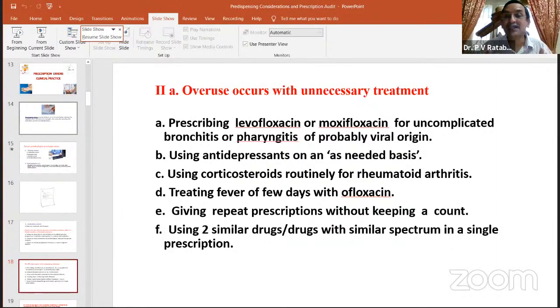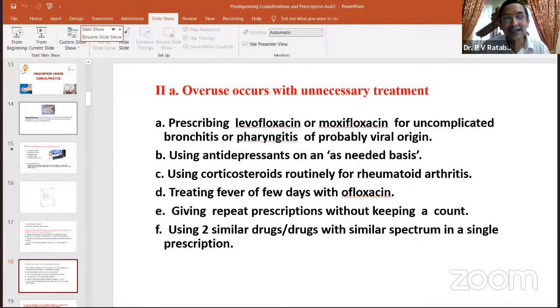Giving repeat prescriptions without keeping a count. People are following continue all, continue all, especially in hospital, the same prescription is being continued every time. Now, giving these repeat prescriptions without keeping a count can be hazardous at times, especially when you are repeating prescriptions of, say, sedatives, hypnotics like alprazolam. People have been taking alprazolam for years together, and they have developed tolerance. So this is wrong.